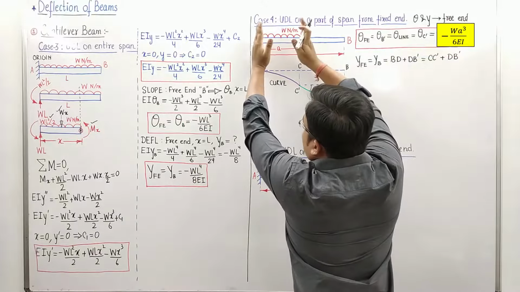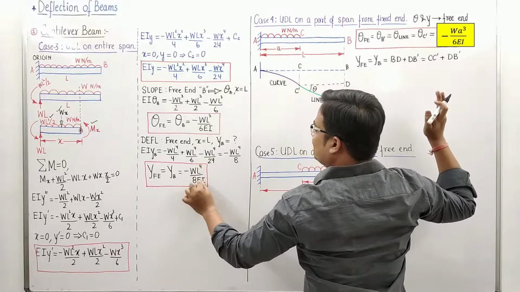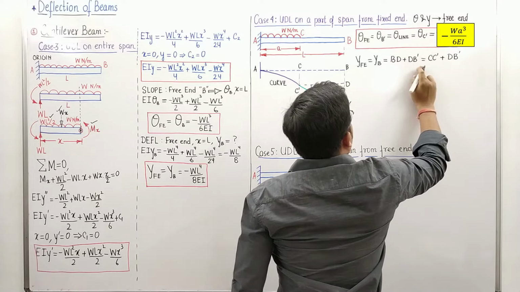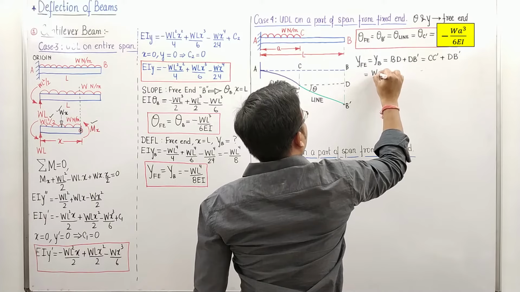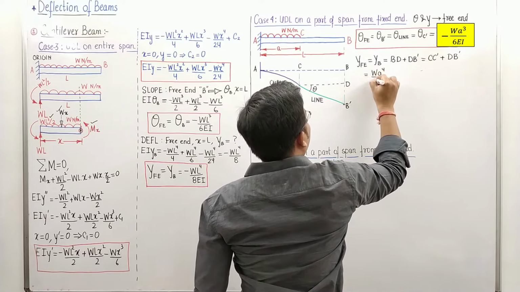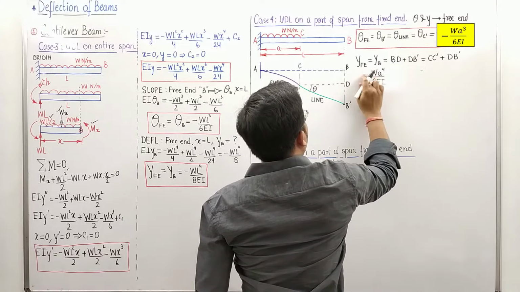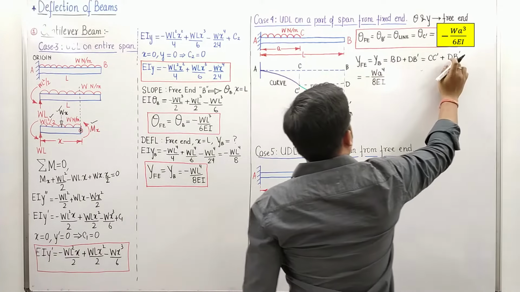If the length is A, only focus here, then the deflection is going to be WA power 4 upon 8 times of EI. And here we need to put a minus sign, a negative sign. Now, what about DB dash?